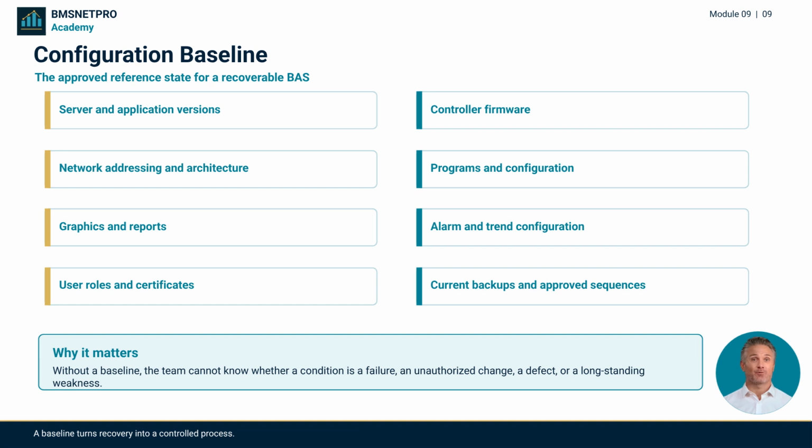A baseline is an approved reference state. It may include versions, firmware, addressing, programs, graphics, alarms, trends, users, certificates, integrations, backups, drawings, and sequences. Without it, recovery becomes uncertain.